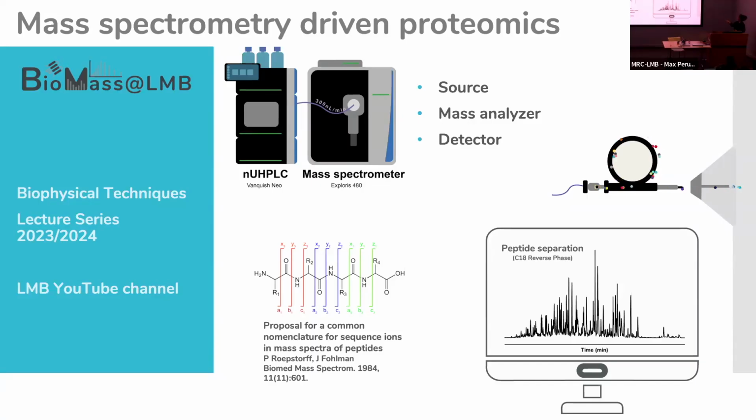So they go through here. This could be 5 centimeters up to 60 centimeters. Obviously, the longer the columns are, the lengthier the gradient is, but it gives you more resolution. It gives you the power to separate more biomolecules inside your sample. And off they go inside the mass spec.